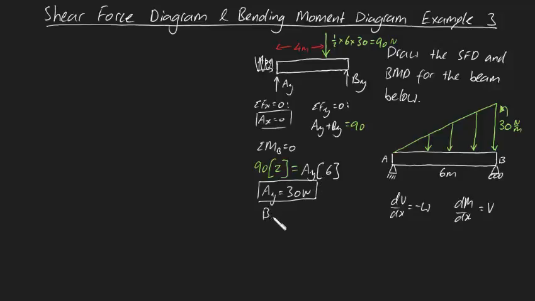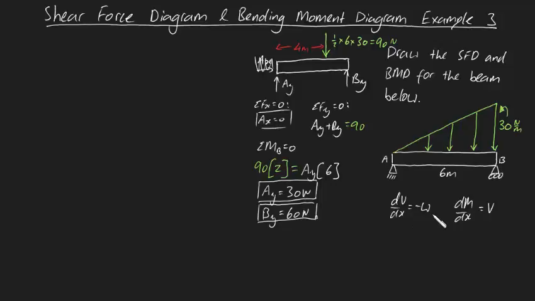All right, now BY is going to be equal to, let's see, you can find it from this one. It's going to be 90 minus 30, which is 60 newtons. Okay. So we found AY, we found BY, we're ready to start diving into the mathematics.